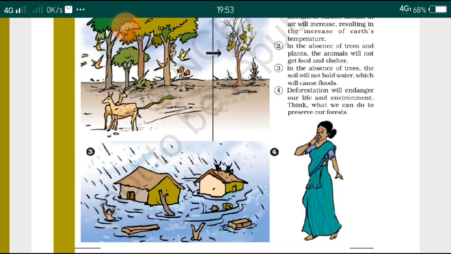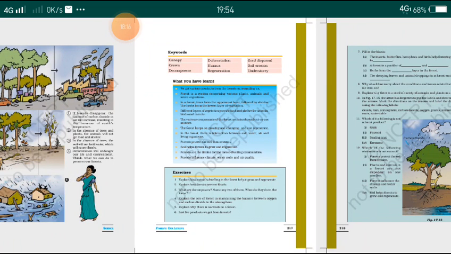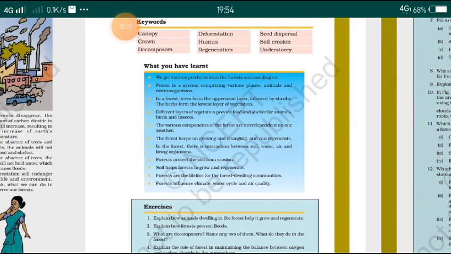Deforestation will endanger our life and environment. Think what we can do to preserve our forest. फॉरेस्ट को प्रिजर्व करने के लिए हमें क्या करना चाहिए. ओके, तो ट्रीज़ ज़्यादा कट नहीं करने चाहिए, है ना. यही एक तरीका है जिससे फॉरेस्ट को हम प्रिजर्व कर सकते हैं.